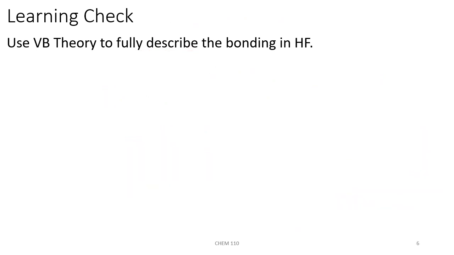Use valence bond theory to fully describe the bonding in HF. First, let's draw our Lewis structure for HF so we know exactly what type of bond we have to describe. Here we have fluorine having a complete octet. It has 3 lone pairs and it has 1 bonding pair. Hydrogen follows the duet rule, so it has 2 electrons from the covalent bond. In HF, we have 1 covalent bond to describe, which is a single bond between hydrogen and fluorine.